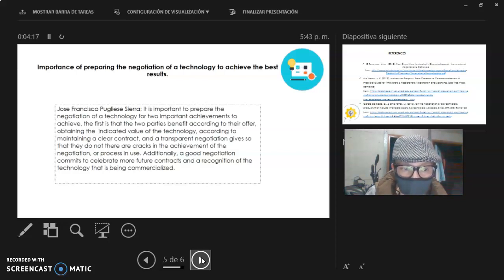Additionally, a good negotiation commits the parties to celebrate more future contracts and regulation of the technology.